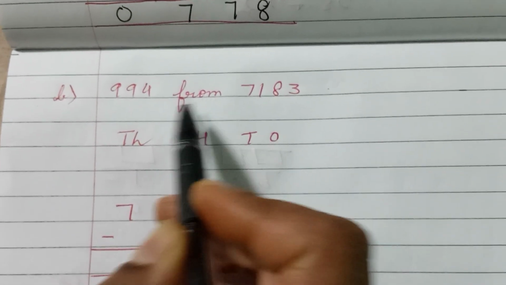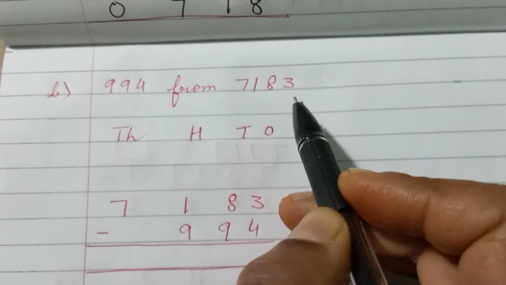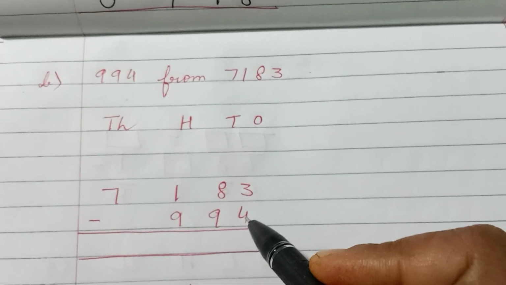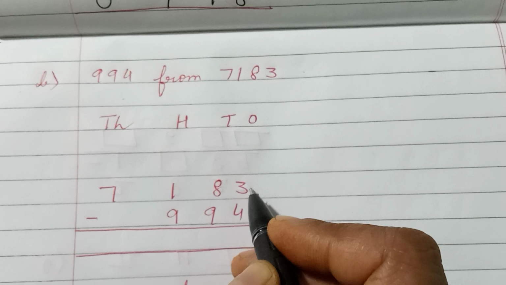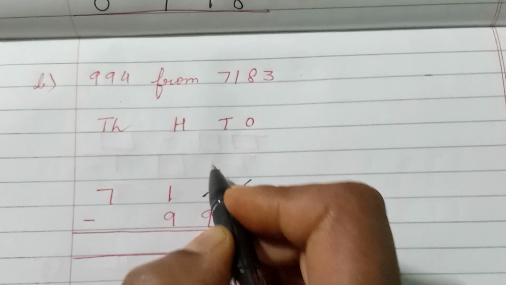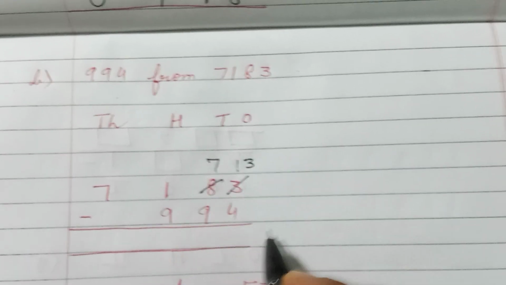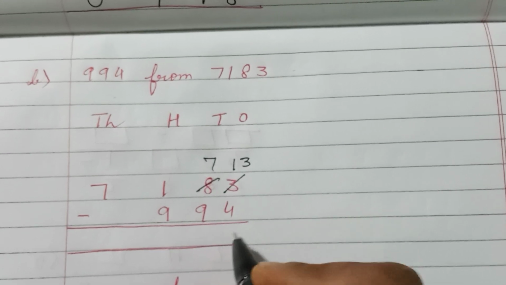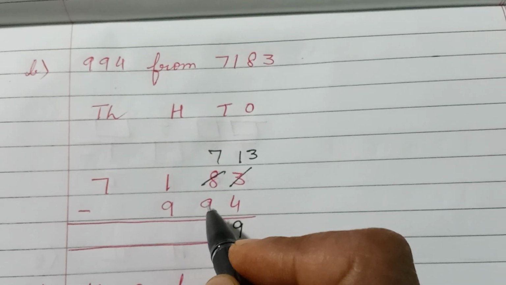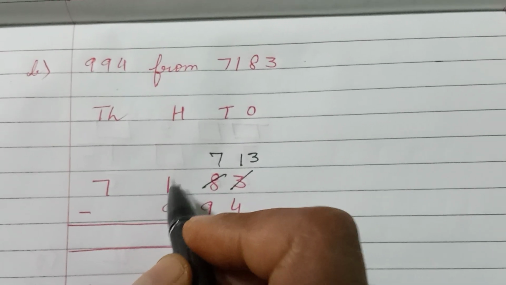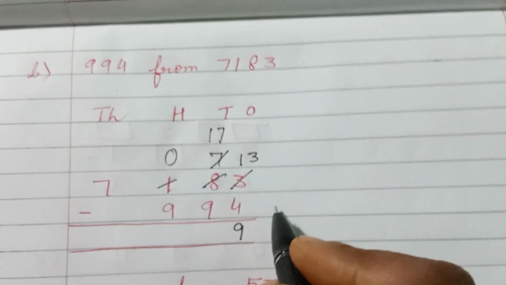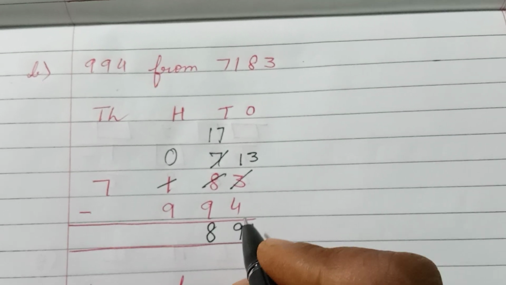Between these two numbers, children, which is bigger? Yes, this one, 7183. So write this number first and the other number in the next line. Now we will subtract 4 from this 3. This is not possible. Regroup tens from this ones. It becomes 7 and 3 becomes 13. Now 13 minus 4 is 9. Now children, again 7 minus 9 is not possible. Now again regroup these hundreds into tens. 1 becomes 0. 7 becomes 17. 17 minus 9 is 8.